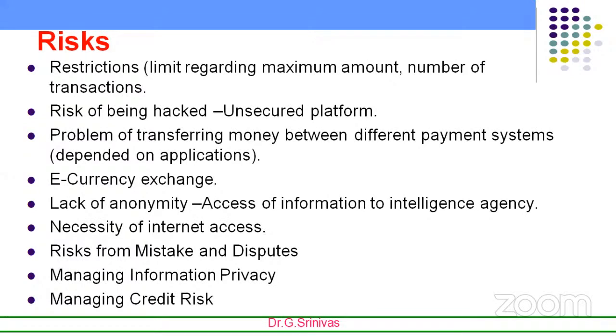The risk from mistakes and disputes. See, sometimes by oversight, we may enter the account number, account name or IFSC code wrongly. At that time, instead of one person, the amount goes to another person. Another type of risk we have with the electronic payment system is managing information privacy. Information privacy means we are disclosing every piece of information to the app. Some apps may be trusted, some apps may not be trusted.